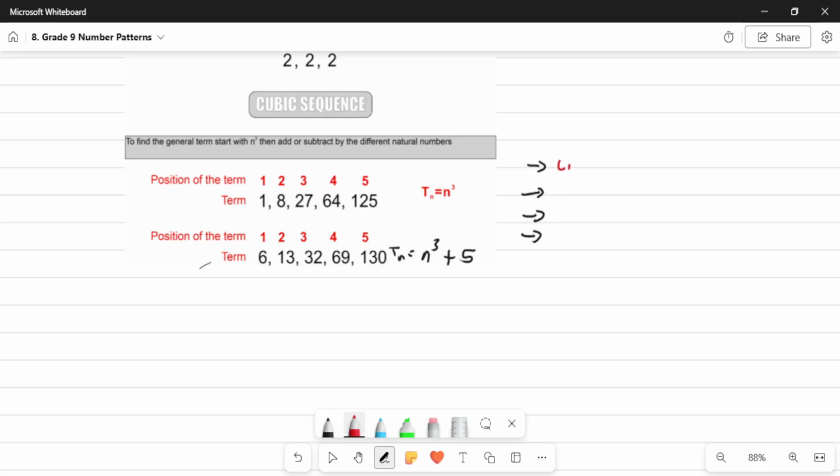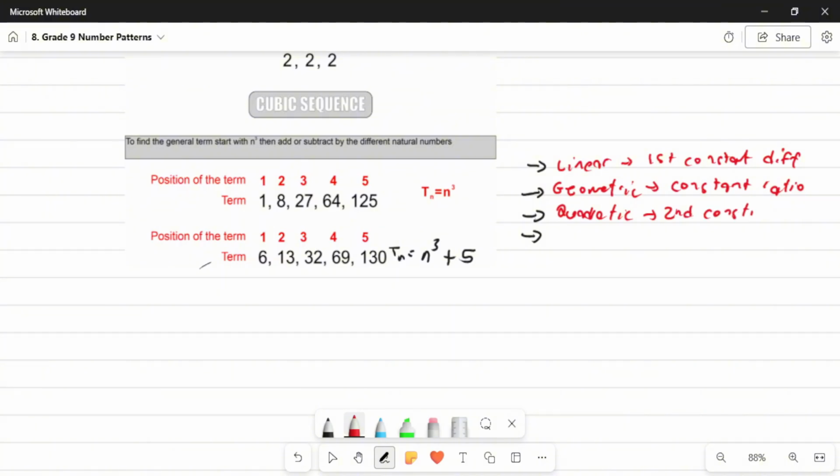You're starting off with linear. If you're starting off with linear, you need to check for a first constant difference. No first constant difference, it's not linear. Then we will look for geometric. If we have a geometric sequence, then you have to have a constant ratio. If there's no constant ratio, then you have to move to the next one. What's the next one? Quadratic. If you want to have a quadratic sequence, then you need to have a second constant difference.